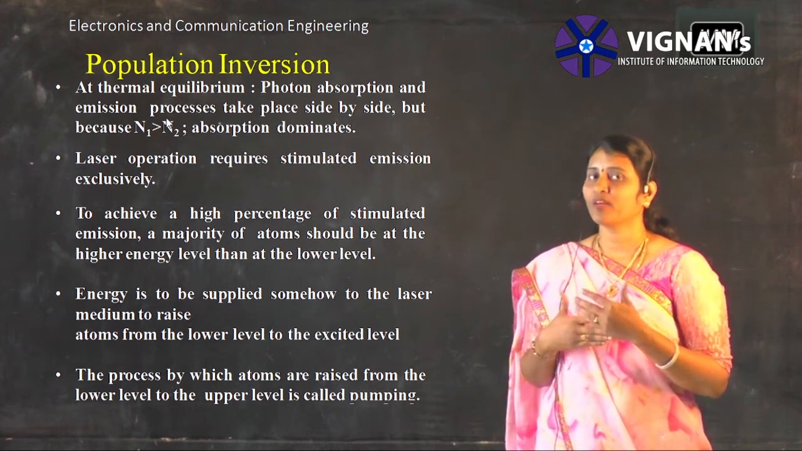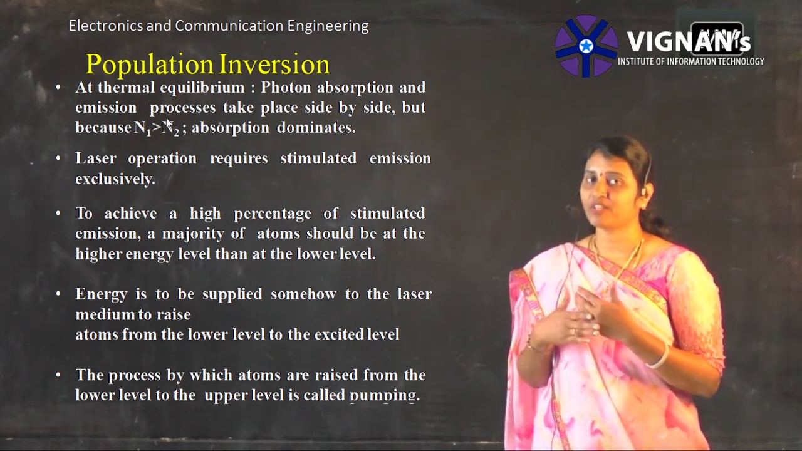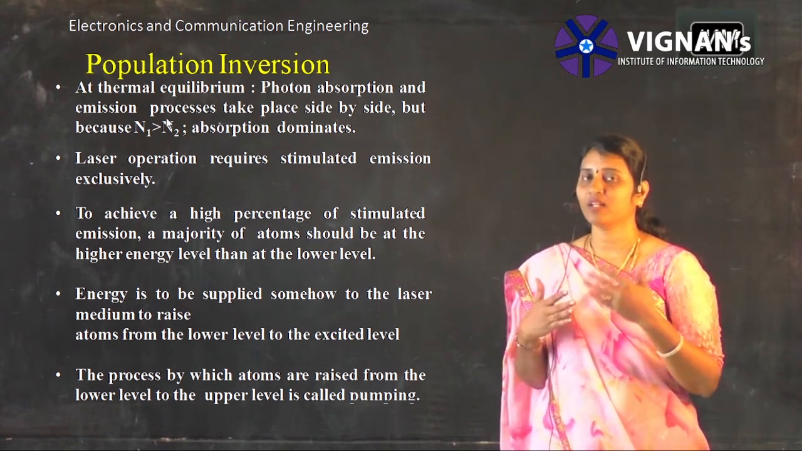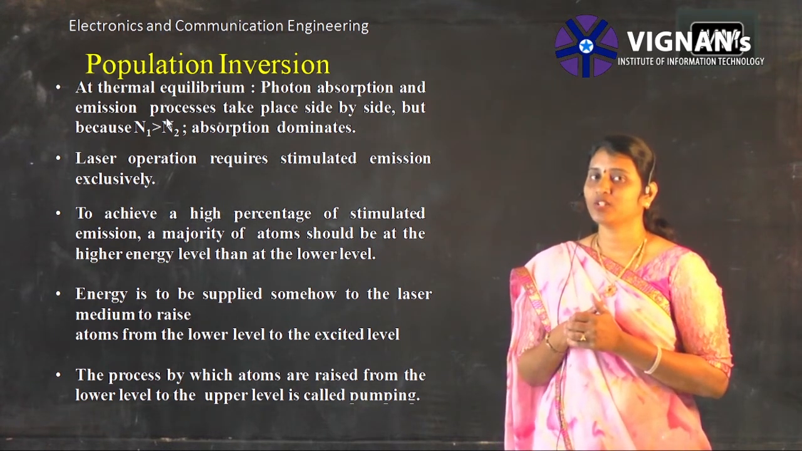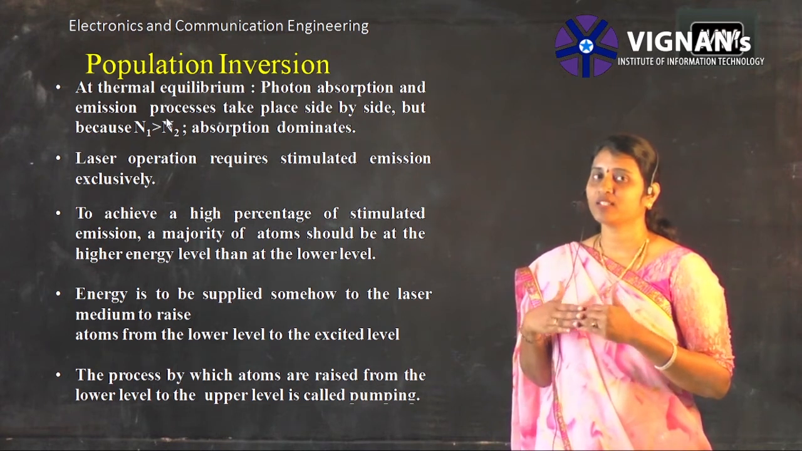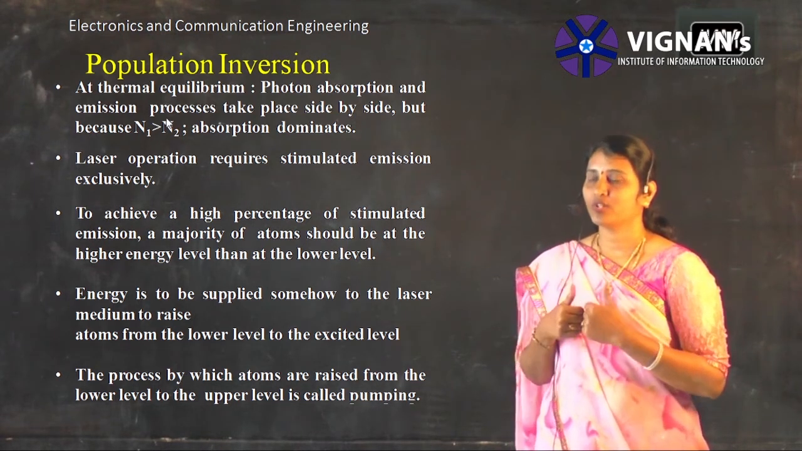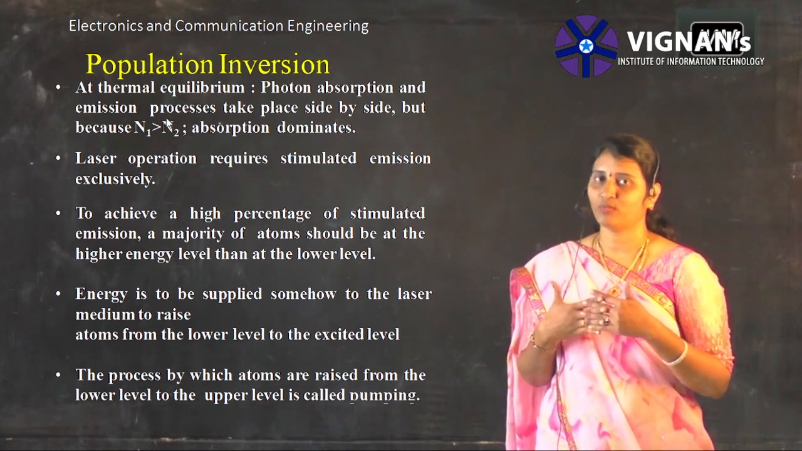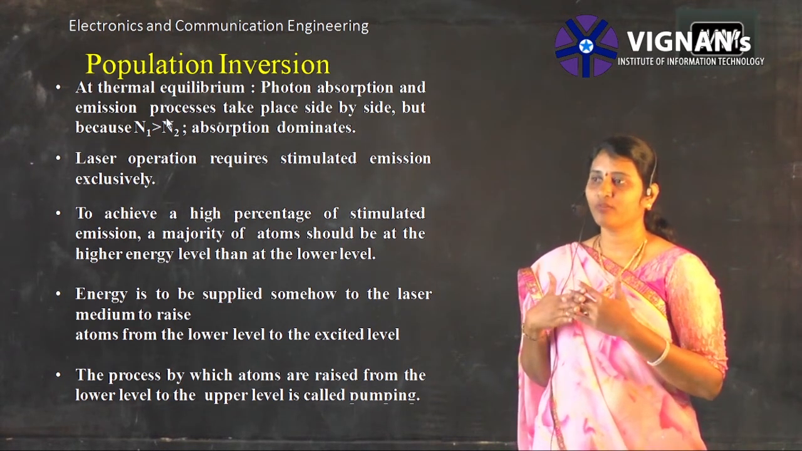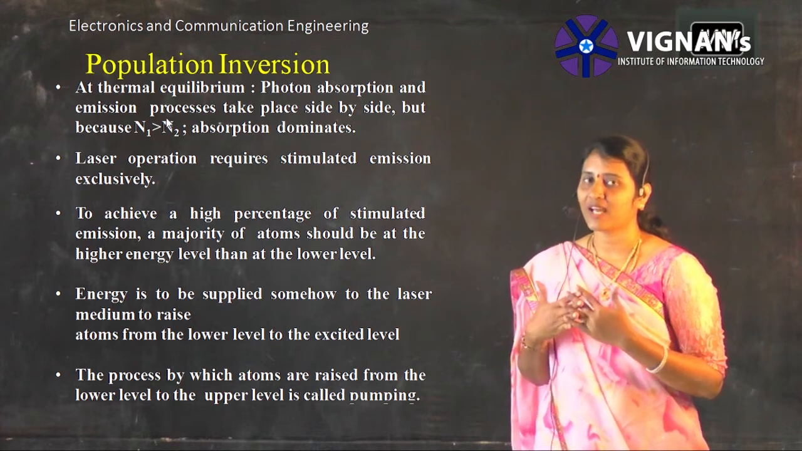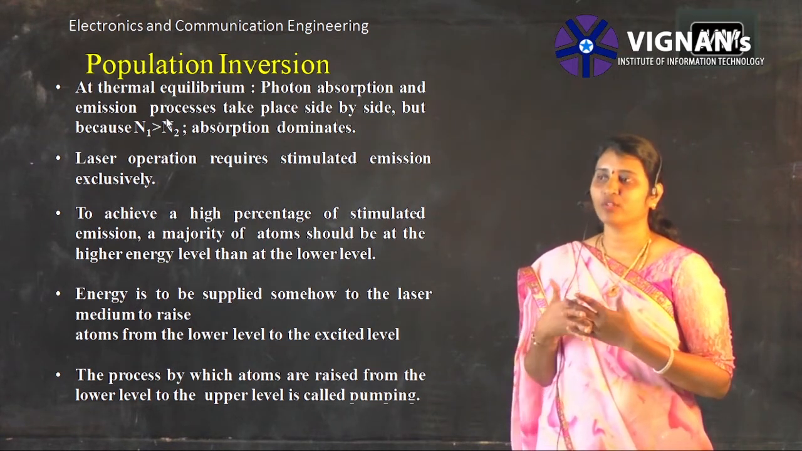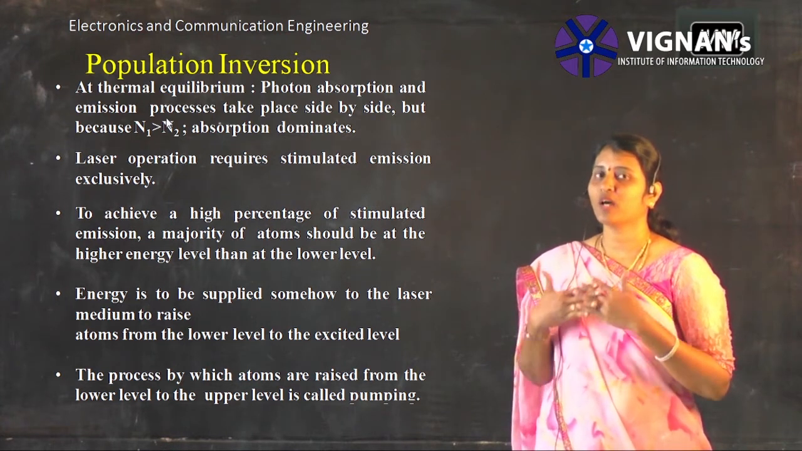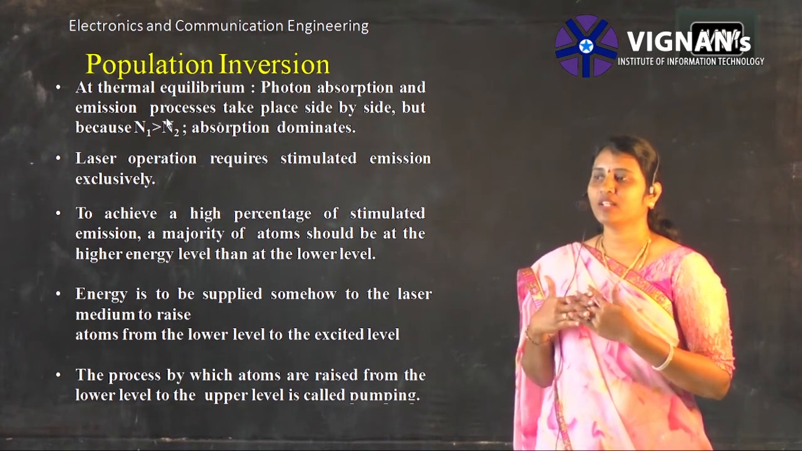So in order to make more light happen and the amplification to happen, more atoms should be present at the higher energy level than at the lower energy level. So this spontaneous emission, we have to convert it into a stimulated emission. So lasing operation should start by using this stimulated operation. For that, we do a phenomenon called pumping, the process by which the atoms are raised from the lower energy level to the higher energy level. We call it pumping.